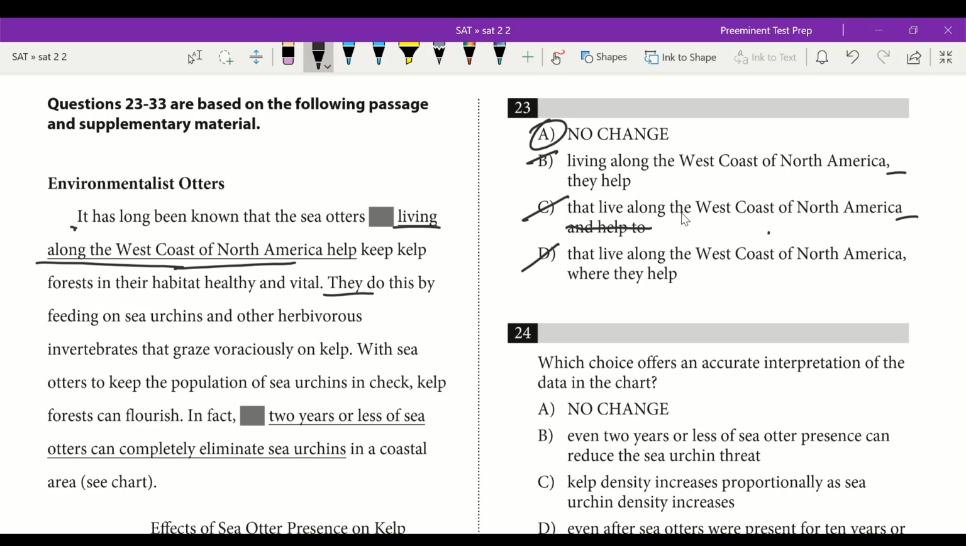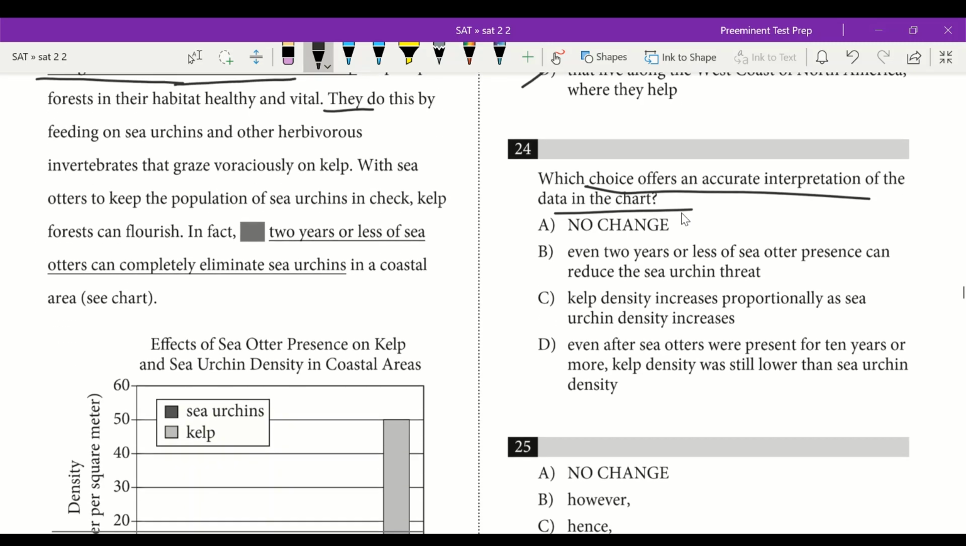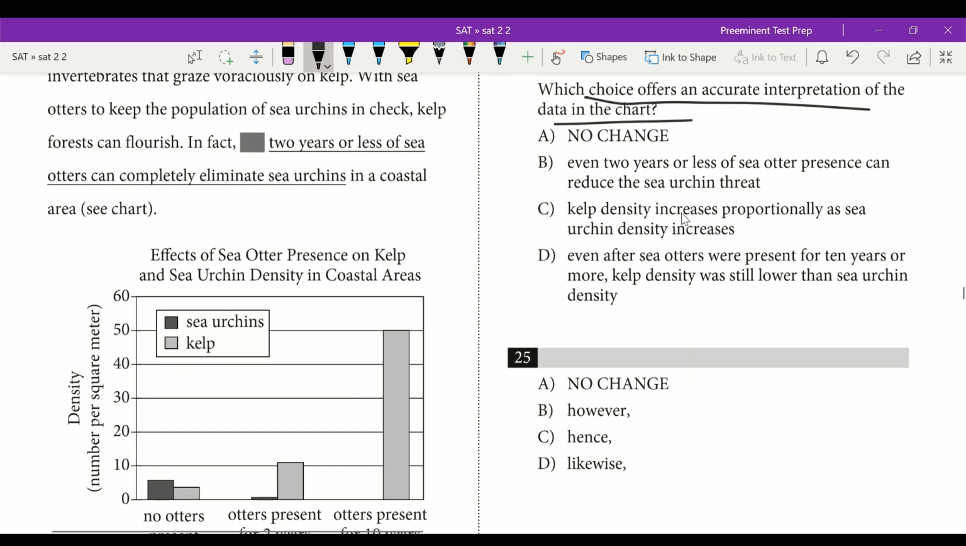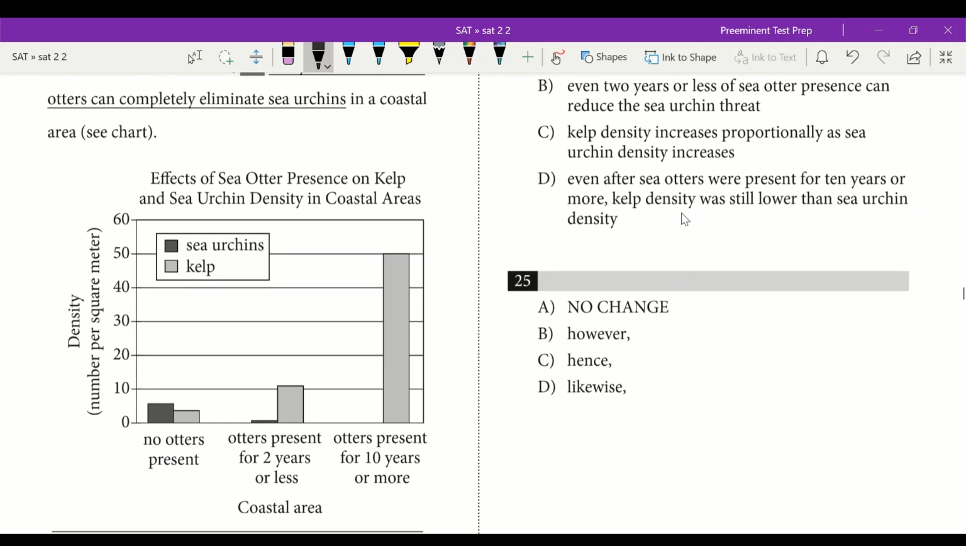With sea otters to keep the population of sea urchins in check, kelp forests can flourish. In fact, now we're asked which choice offers an accurate interpretation of the data in the chart. So we're just going to go through our answers, see which one is accurate, right? So we have, in fact, 2 years or less of sea otters can completely eliminate sea urchins in a coastal area. Okay, so we're looking for 2 years or less, and we're looking at sea urchins. It's saying it can completely eliminate. Can it? No, we still have some there. A is out.